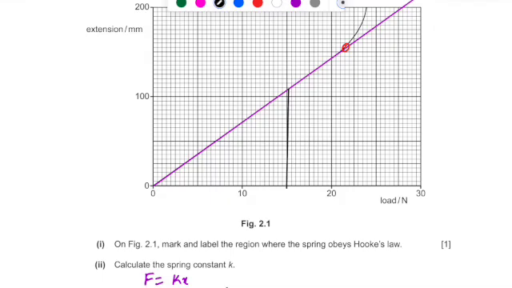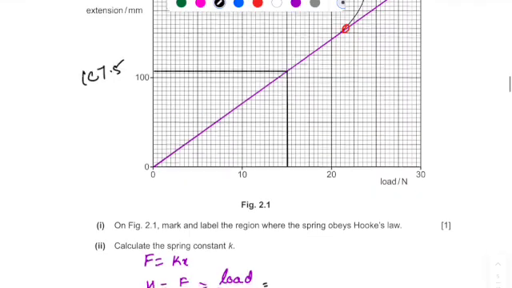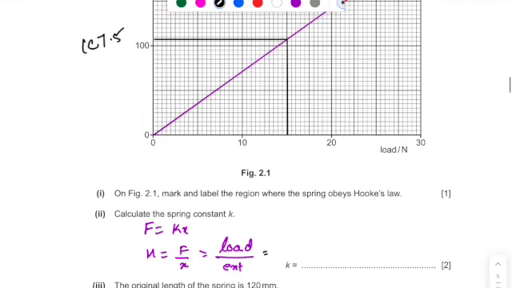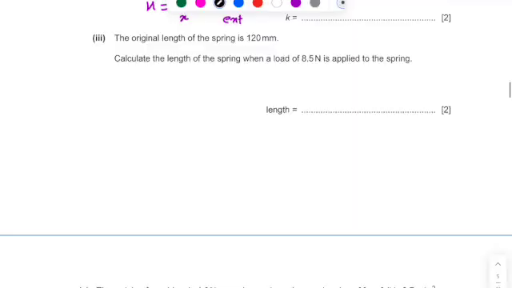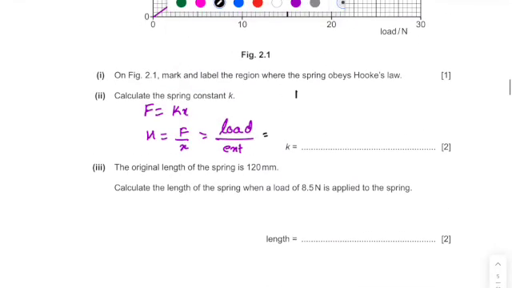So let me draw once again. From 15, I'm hitting the graph over there. Then from there, I draw it out over here. It will be approximately 107.5. So the extension is 107.5. It becomes 15 divided by 107.5, which is 0.16 Newton per millimeter.